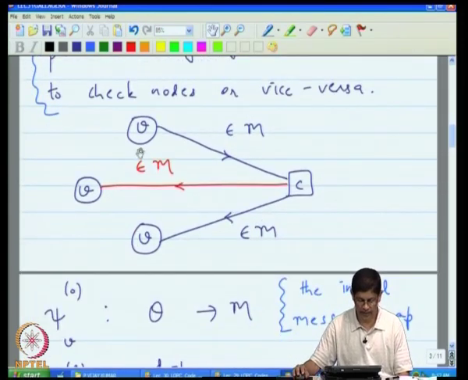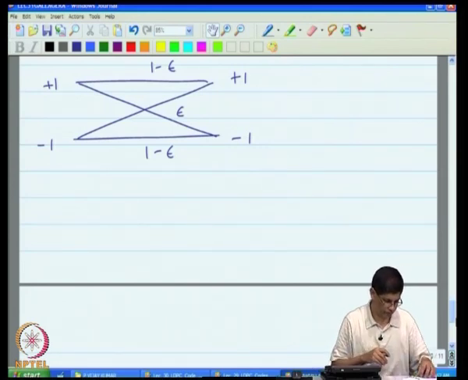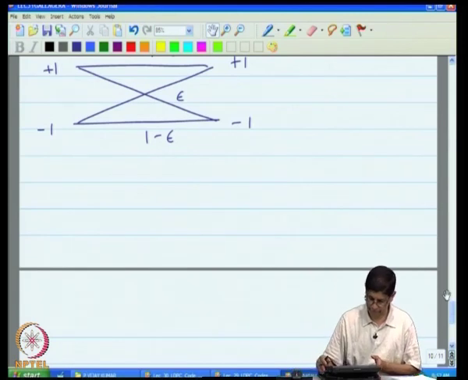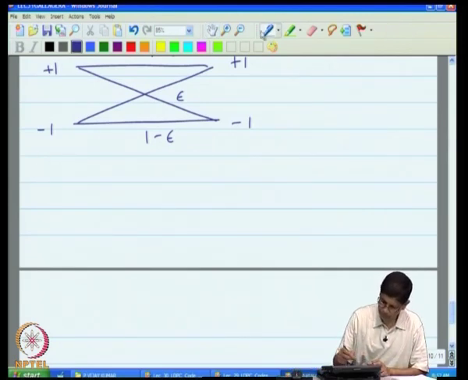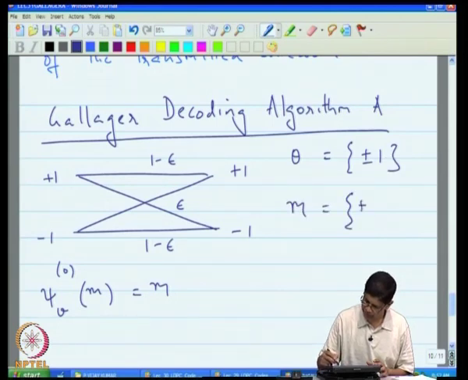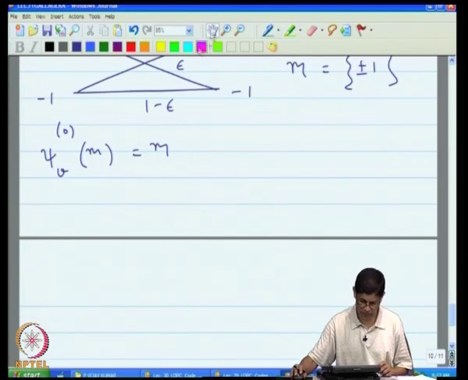At a check node, in Gallager's algorithm, messages again are all +-1, it just simply sends the product of the incoming messages. So, let us just put that down. So, psi sub 0 of m is simply equal to m. So, here I should mention that the alphabet is +1 -1 and your message alphabet is also +1 -1. So, the initial map at a variable node is just this.